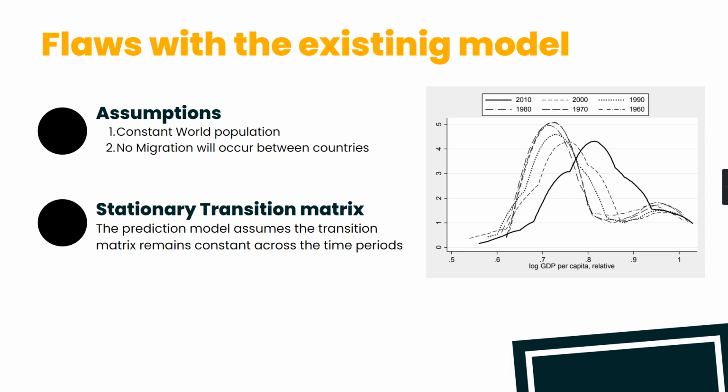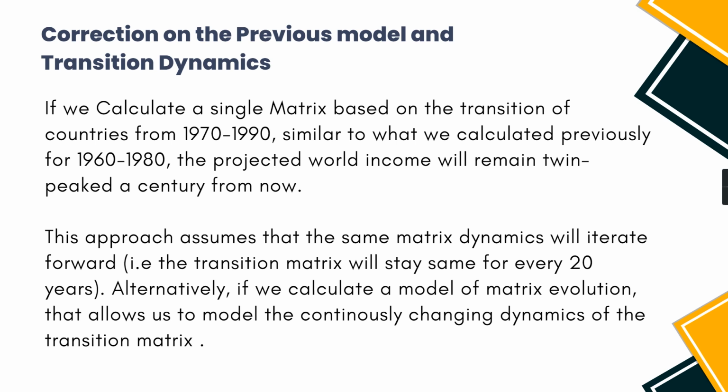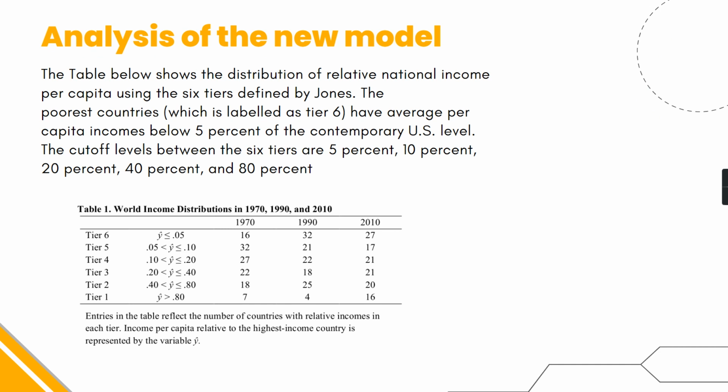And the third and the most fundamental flaw was that because of all these assumptions, the transition matrix won't remain steady. As in, for each different time period, like from 1980 to 2000, and then from 2000 to 2020, the transition matrix will change, and we need a model to account for that. In the subsequent slides, we'll prove why the transition matrix is dynamic and how we can come up with a model to account for this dynamism. As I mentioned before, the approach that the transition matrix is static and will remain the same for different time periods is flawed, and we need to come up with a model for matrix evolution to account for this dynamics.